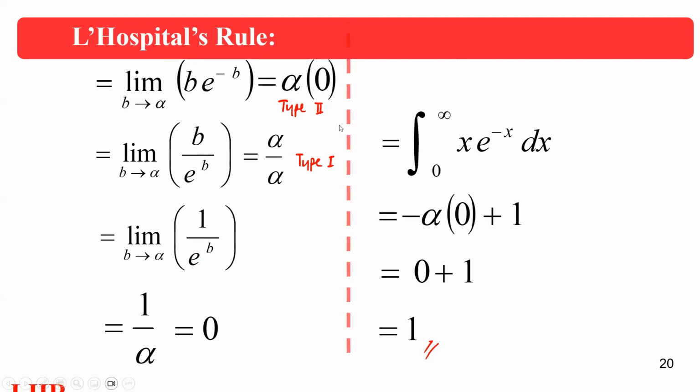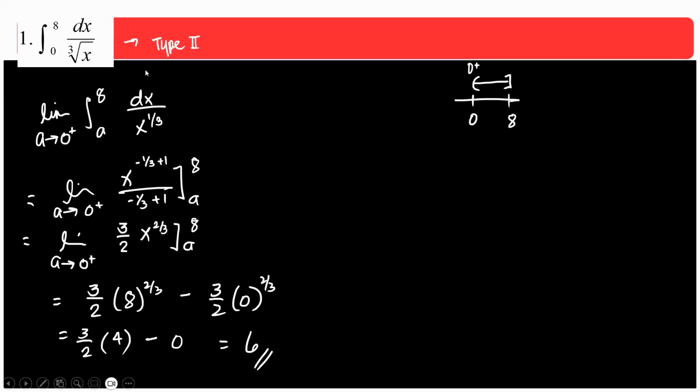For L'Hopital's, no, it's okay. It's just L'Hopital's rule. Now, type 2. Look, in here, there's no more infinity. But you cannot evaluate this when x is 0. This is called type 2. Since it's type 2, I'll replace the bottom with A, and then that approaches 0 from the right. And when you evaluate this, the answer is just 6.